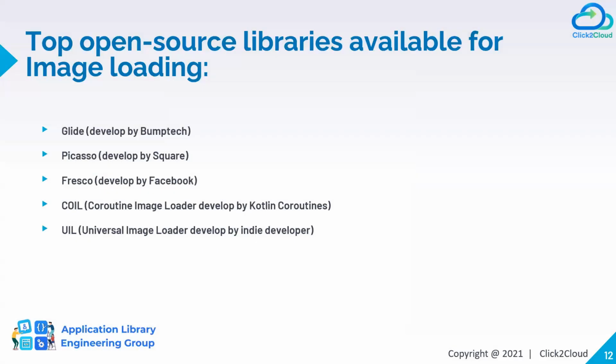So here are some top open source libraries available for image loading. Like you see Glide, which is developed by Bumptech, Picasso developed by Square, Fresco developed by Facebook, and Coil, which is developed by Kotlin Coroutines, and Universal Image Loader developed by Indic developers. So these are the top 5 open source libraries for image loading.